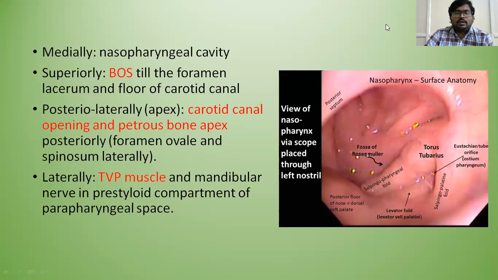For next class, we'll talk about anatomy of palatine tonsil and also physiology of deglutition. With that, we'll conclude the anatomy and physiology of oral cavity and pharynx. After that, we'll talk about the pathology and clinical conditions of the oral cavity and pharynx.